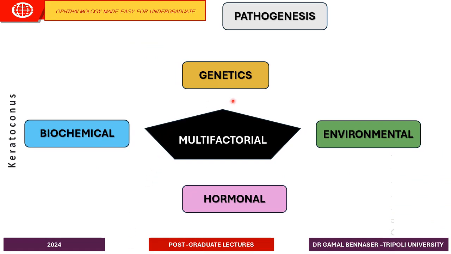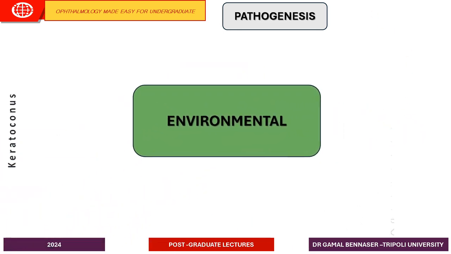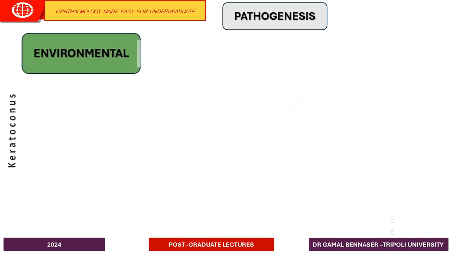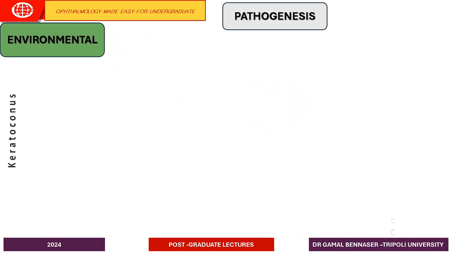The second variable, which is important in the etiology and the pathogenesis of keratoconus, is the environmental factors. Now we come to the second risk factor for the development of keratoconus, which is the environmental factors. There are certain environmental factors that play a major role in the pathogenesis of keratoconus, and the top of them is eye rubbing.